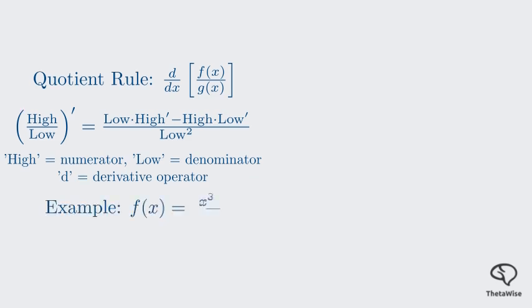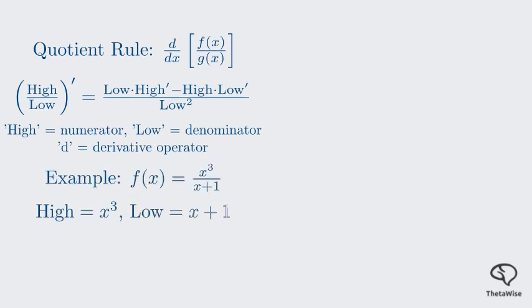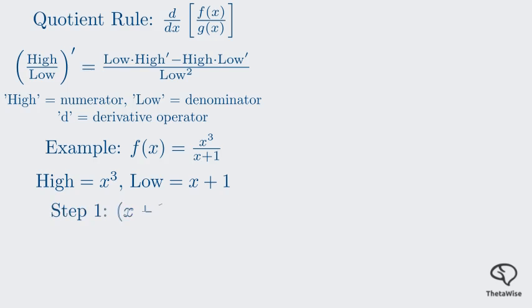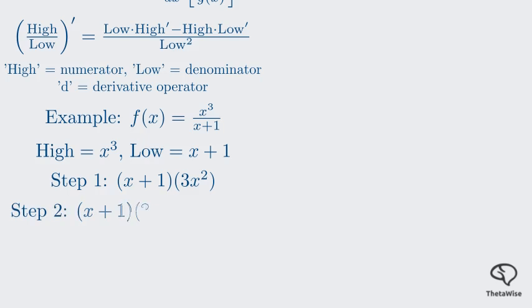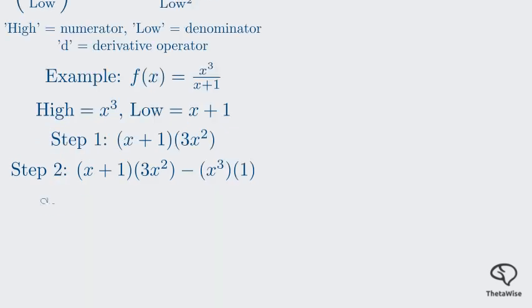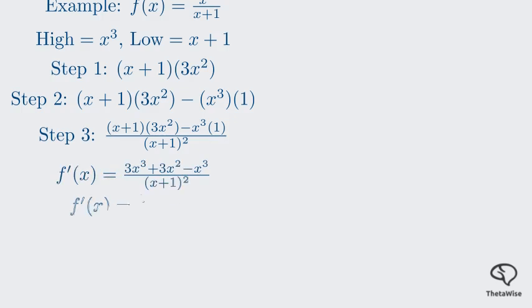Let's try this with x cubed divided by x plus 1. Our high is x cubed and our low is x plus 1. Start with the low, which is x plus 1, and multiply by the derivative of the high. The derivative of x cubed is 3x squared. Now subtract the high, which is x cubed, times the derivative of the low. The derivative of x plus 1 is just 1. Finally, put it all over the low part squared. We can clean up the top by multiplying and subtracting, but the hard part, the calculus, is already done.